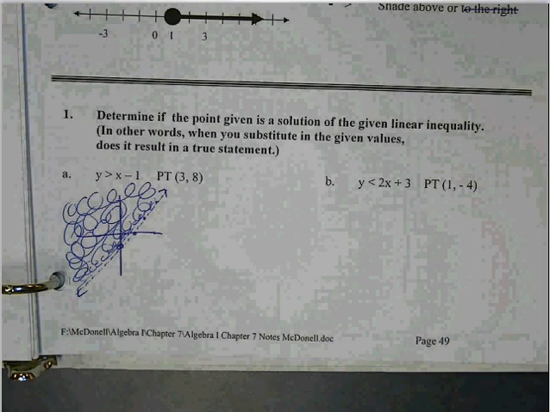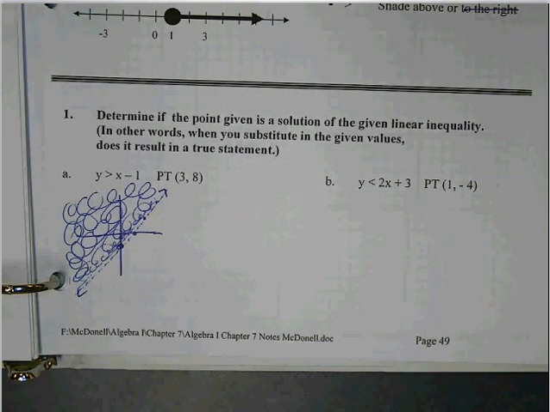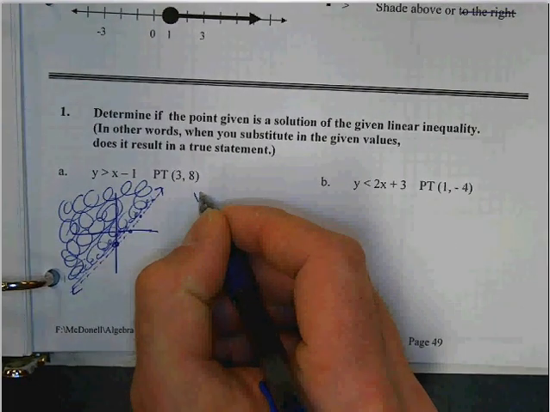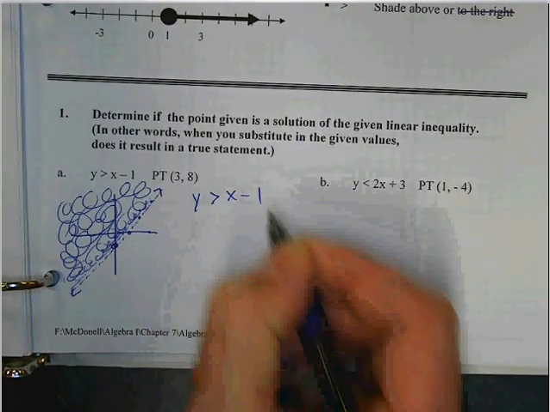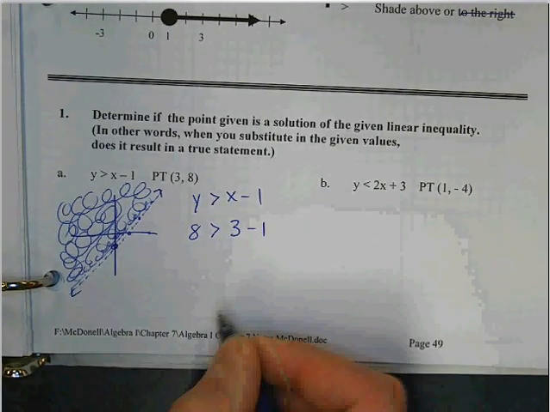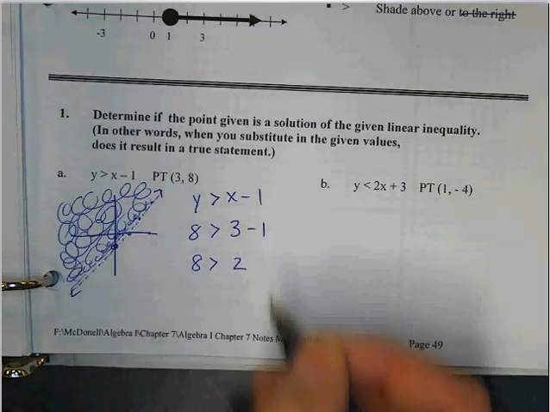So now we have to answer the question. 3, 8. Is that in the shaded section? Hard to tell. I don't have a grid here. But if it's in the shaded section, it's part of the solution, right? So I have to figure out how do I do this if I don't know if it's on a graph. Well, what I'm going to do is take my equation and plug in my numbers. 8 for y, 3 for x. And now I answer the question. Is that true or false?